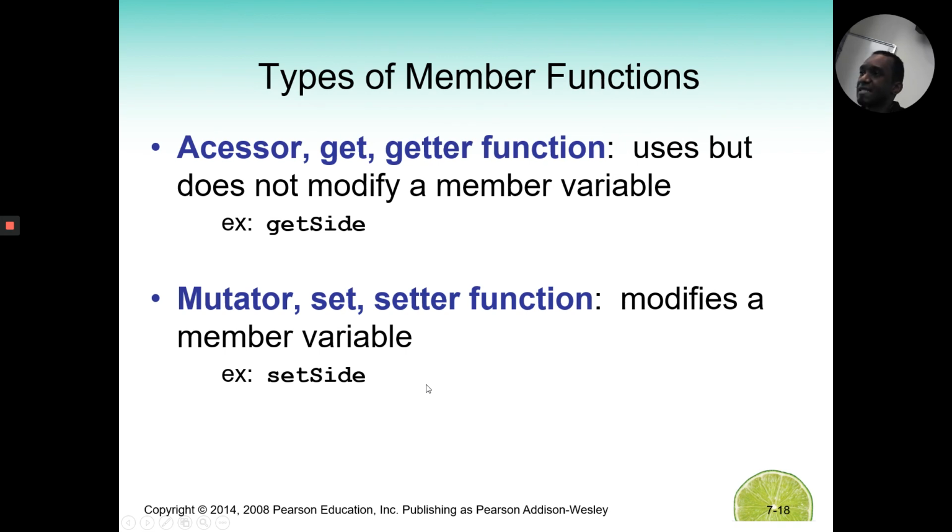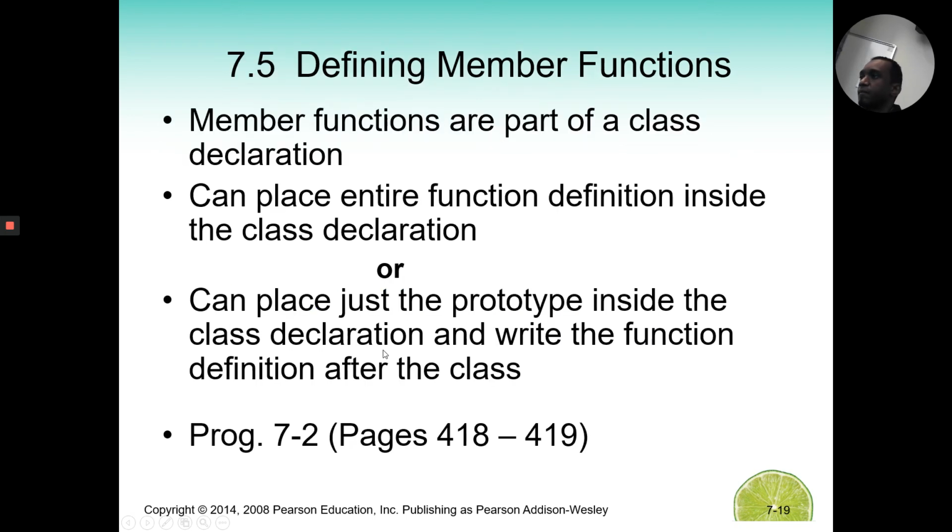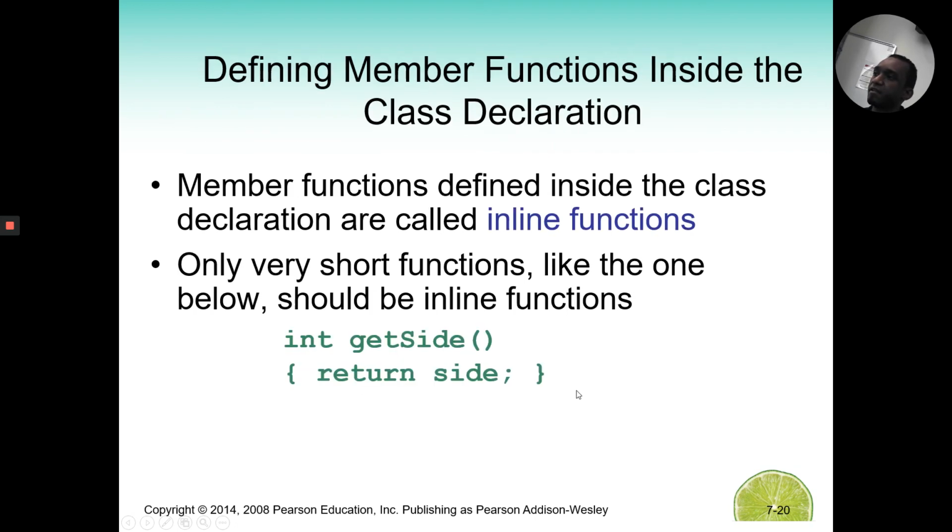You have what's called accessor, or getter functions, which use but do not modify a member variable. You have mutator, or setter functions, which modify a member variable. Member functions are part of a class declaration. You can place the entire function definition inside the class declaration, or you can place just a prototype in the class declaration and write the function definition after the class.